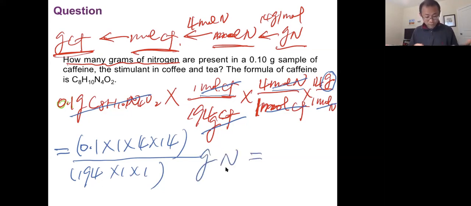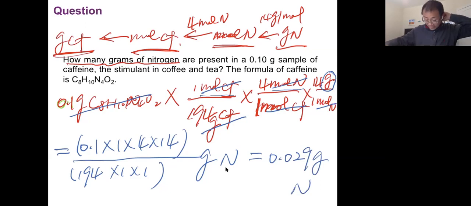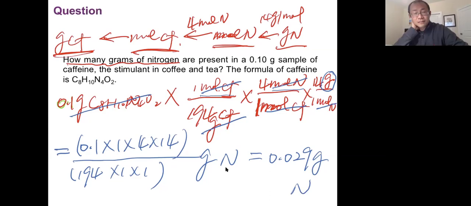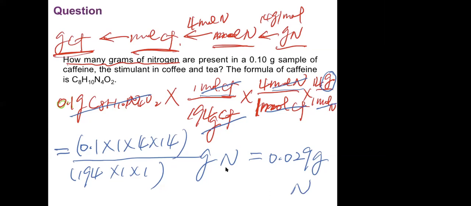So what do I get? 0.1 times 14 times 4 times 14 divided by 194 equals 0.029 grams of nitrogen. If I calculated correctly, some of you can double check. I got the same number. Does it make sense, guys, for everything here? Yes.